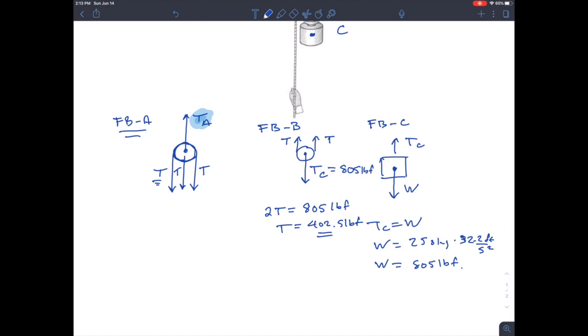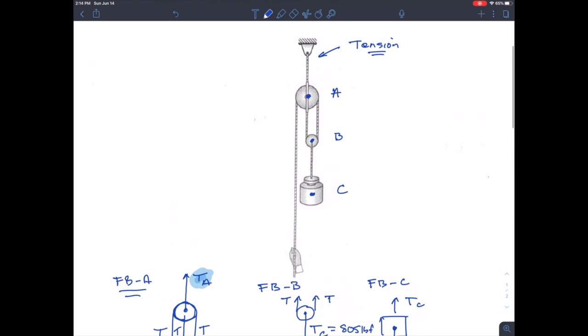So what we see here is that the tension in this cable is TA pulling up, and then I have 3T pulling down. So I plug in for that tension, and I get 1,207.5 pound force in the cable, because basically the cable carries both the force due to the weight and the force due to the person that's holding the other end of the cable.